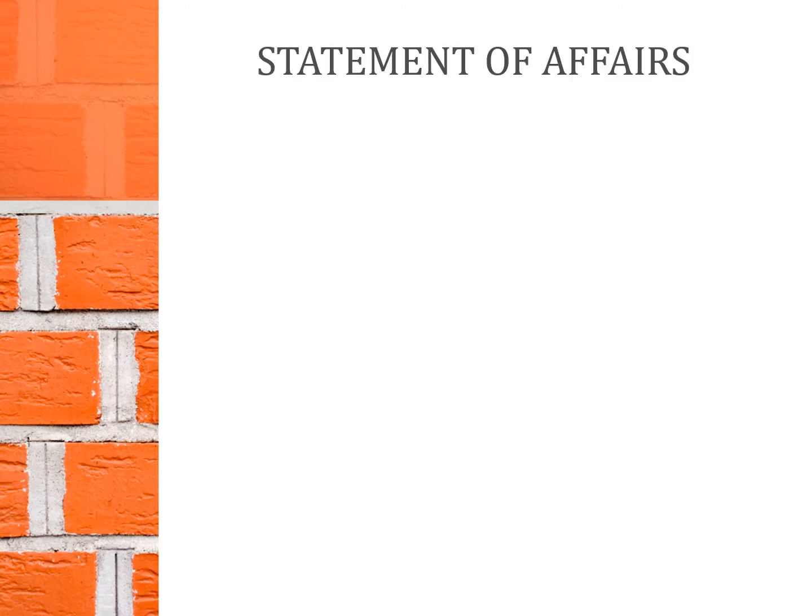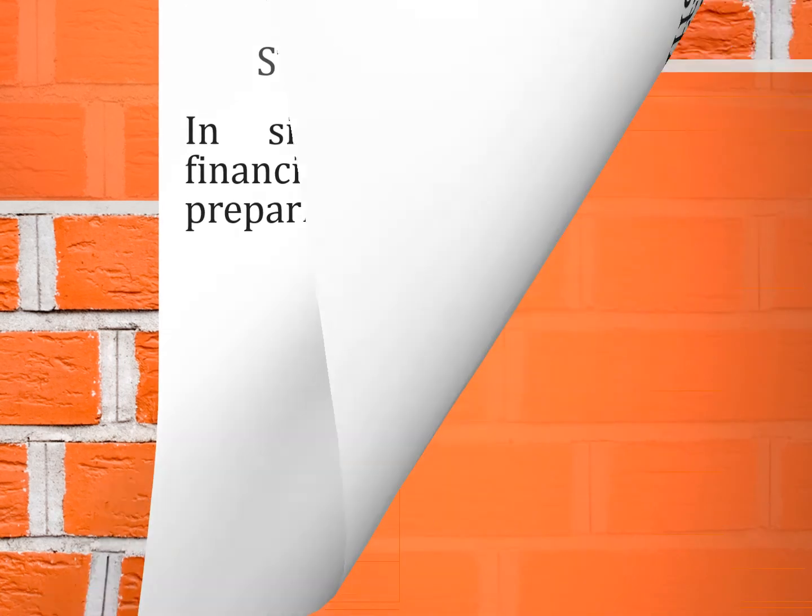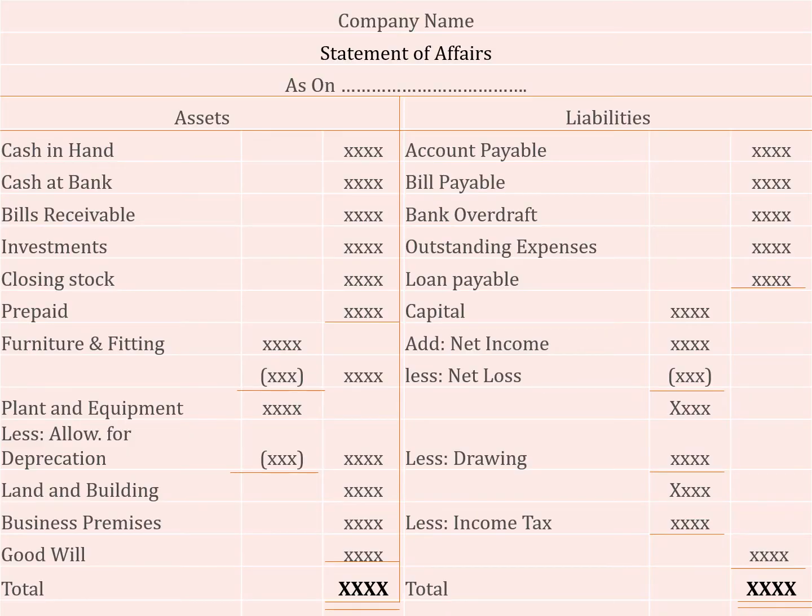While working on the single entry system, we are going to prepare another statement which is known as a statement of affairs. As per the definition, in the single entry system, the financial position is disclosed by preparing a statement of affairs. As per the statement of affairs format, it is similar to the balance sheet that we learned in the first year. It should represent the assets and the liabilities and they should be equal on both sides.